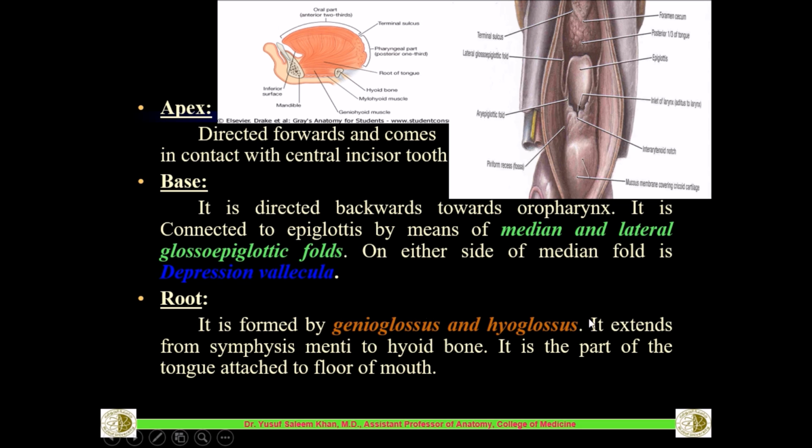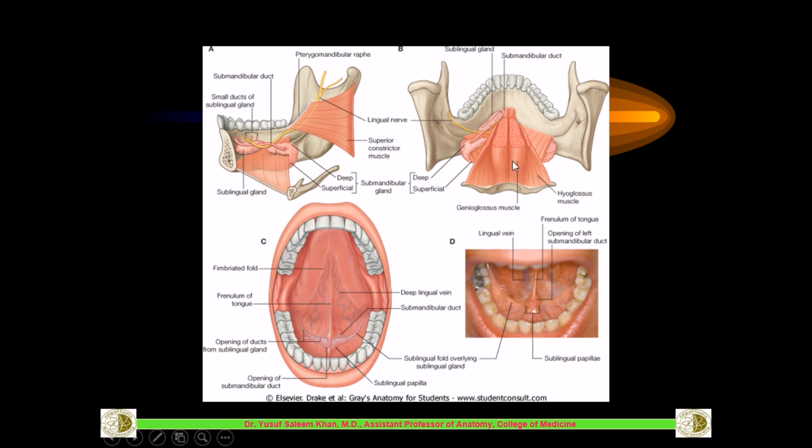Okay, so this is formed by the genioglossus and the hyoglossus, two important muscles. And here in the inferior surface, you can see what is called the frenulum of the tongue, which I was discussing. This frenulum connects the tip of the tongue to the floor of the oral cavity. Here you can see it much more prominent. Sometimes it becomes very shortened, and that is due to a condition called tongue tie. So here you can see a very prominent frenulum.